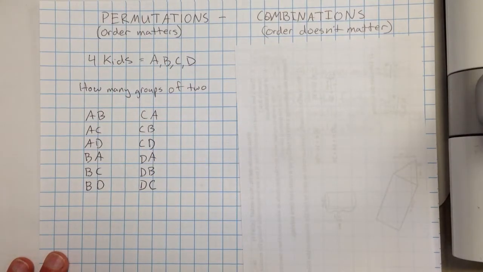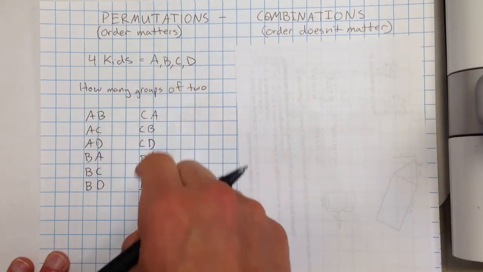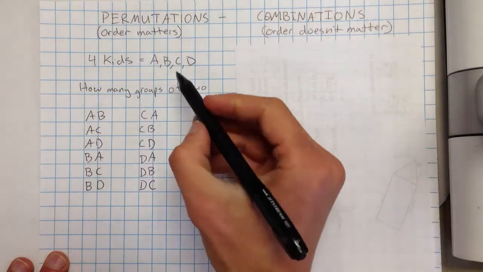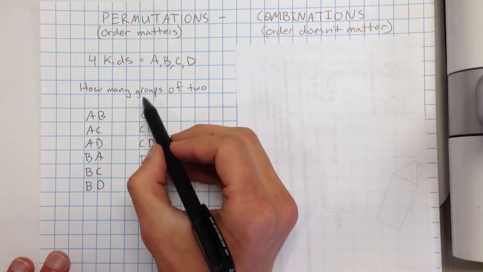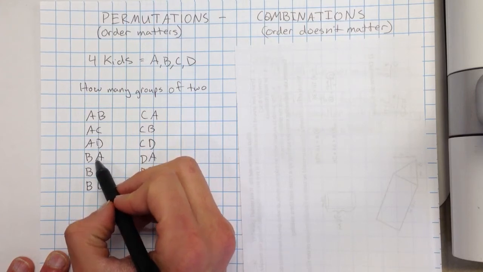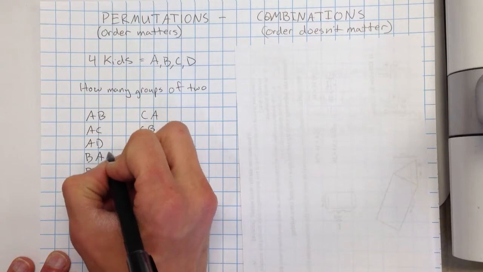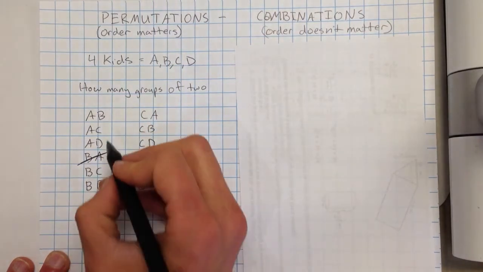Now, if we look at this, this is not a permutation problem. The difference here is that we have 4 kids, but these groups of 2, this A and B is the same thing as B and A. Order doesn't really matter in this situation. So this is not a permutation problem because A and B is the same as BA. So I could cross out BA.